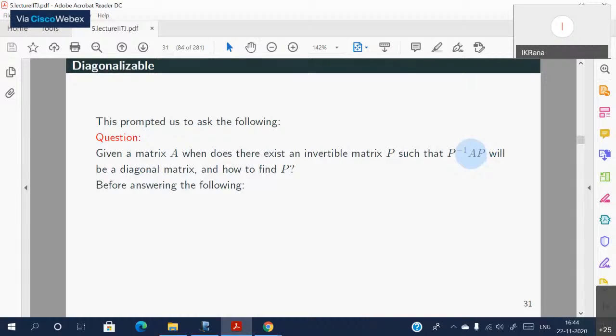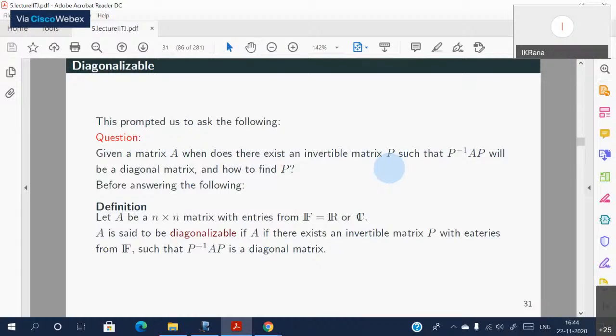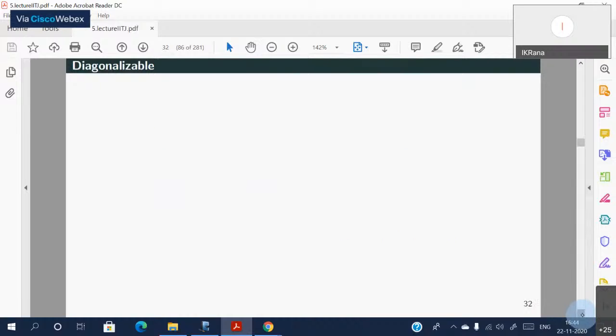So what we are trying to do is, given a matrix A, can we have a different basis for the underlying space, so that with respect to that basis the matrix A looks diagonal, because diagonal matrices are very simple. This is called the diagonalizability problem. If such a thing is possible, we say that matrix A is diagonalizable, if A is similar to a diagonal matrix.